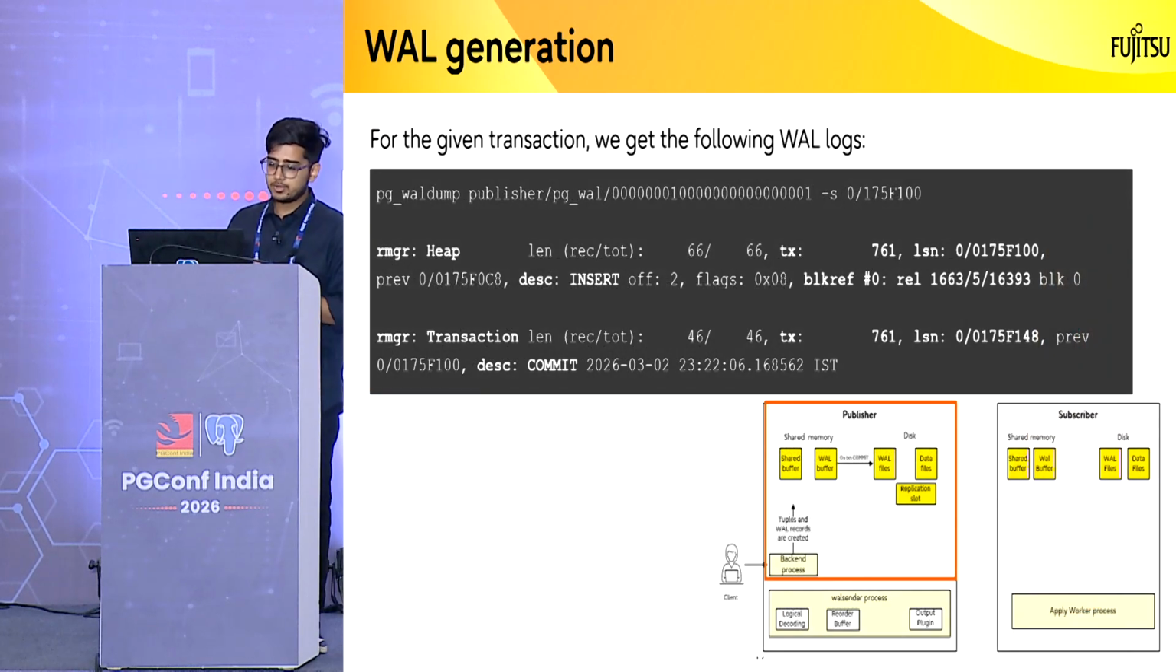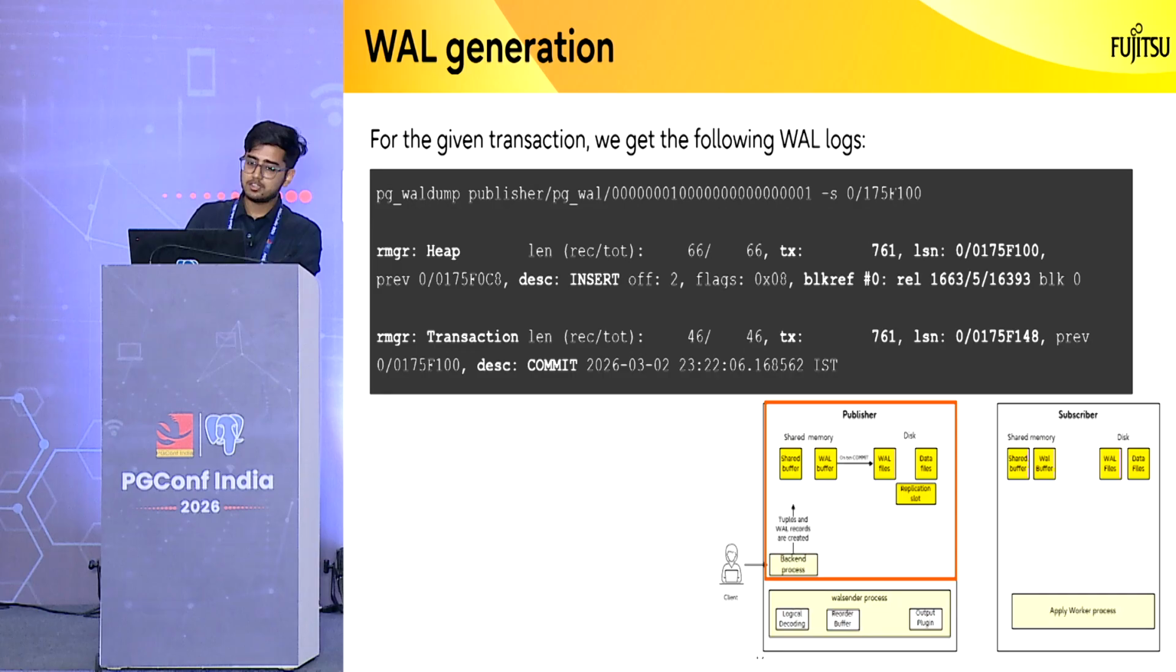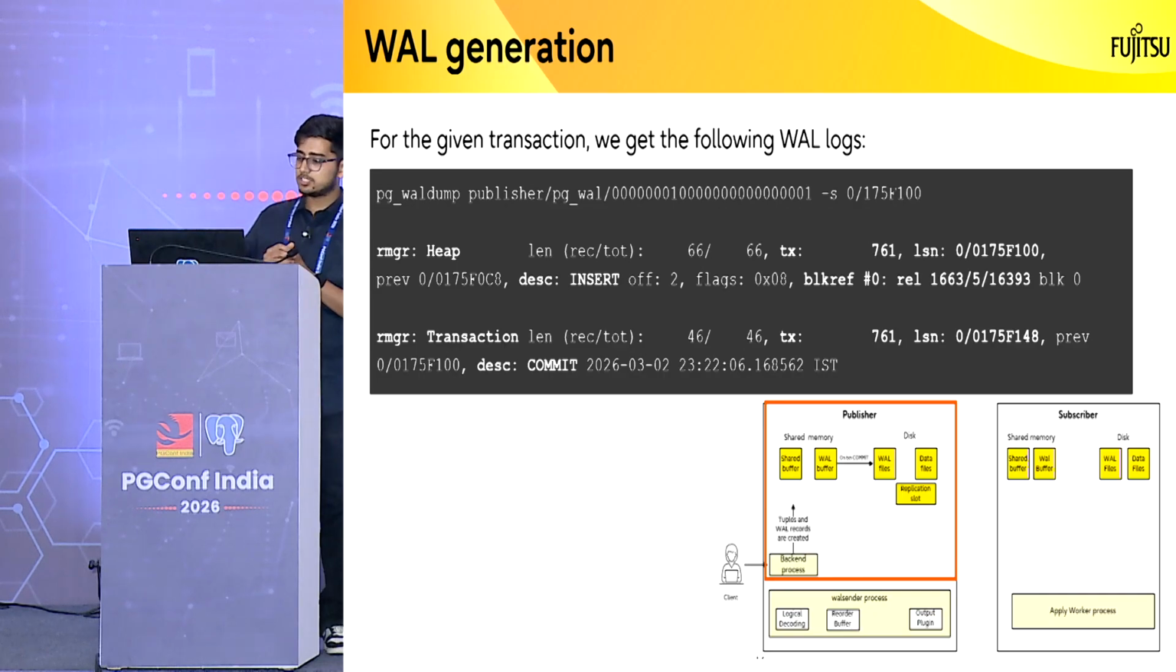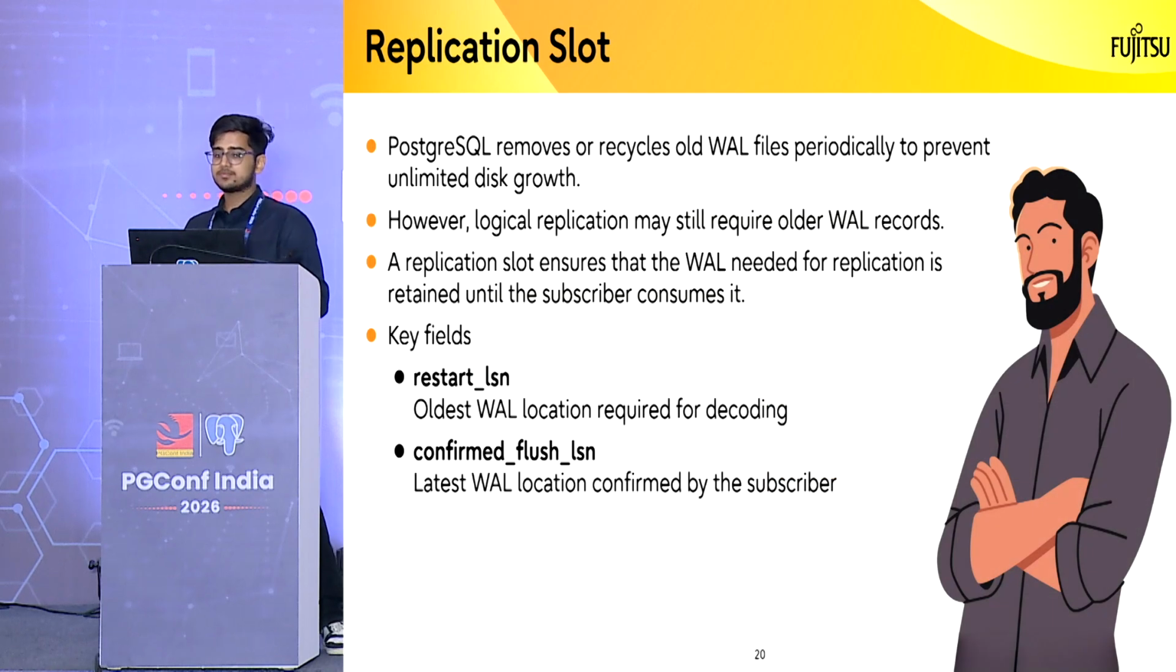So for our example, we can see there are two WAL records generated. One is insert and the second one is commit. For the insert, we can see the transaction ID is 761, and the resource manager which generated this record is of kind heap. The second record is transaction, so it is generated by the resource manager of type transaction, and it is a commit record, also for the same transaction 761.